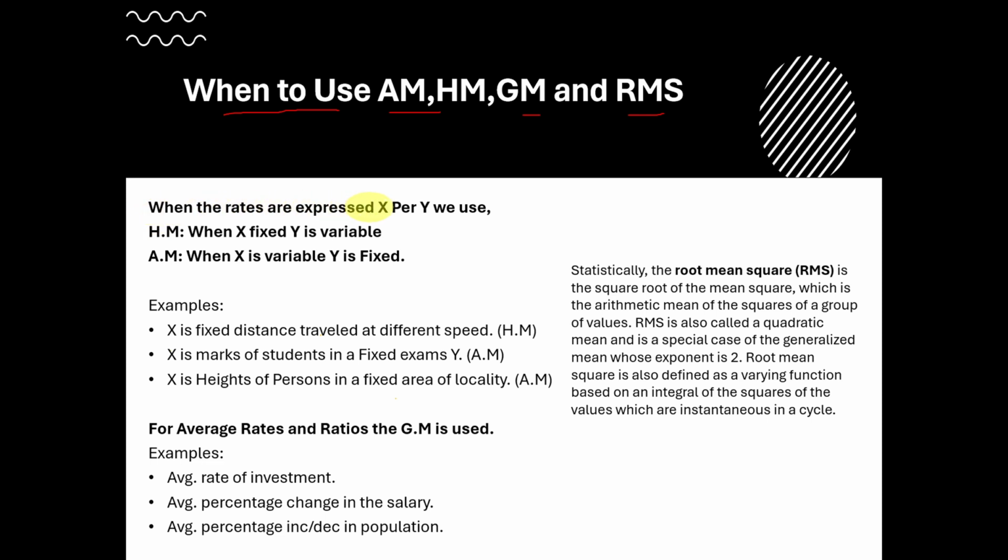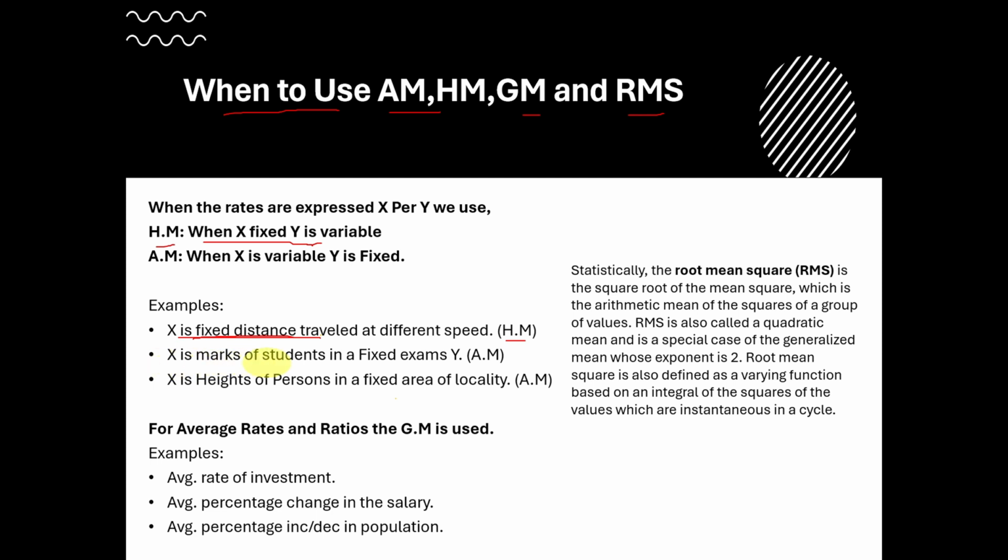When the rate is expressed as x per y, we use harmonic mean, when x is fixed and y is variable. For arithmetic mean, x is variable and y is fixed. You won't understand it this way, but if I give you the example: x is fixed, distance traveled at a different speed. So x is fixed and that's your distance, for example, 100 miles, but you are driving with different speeds. At that time, you will use harmonic mean.